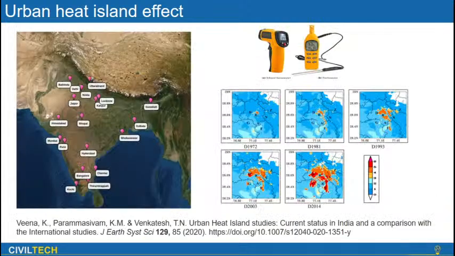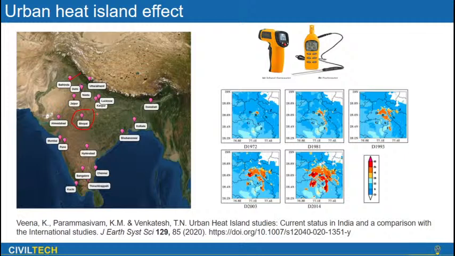So a study was conducted recently by a few researchers, and it identified these different locations which are experiencing the urban heat island effect, which means that the temperature in these localities is comparably higher when compared to the temperature in the nearby surroundings. So now, let us consider Chennai.